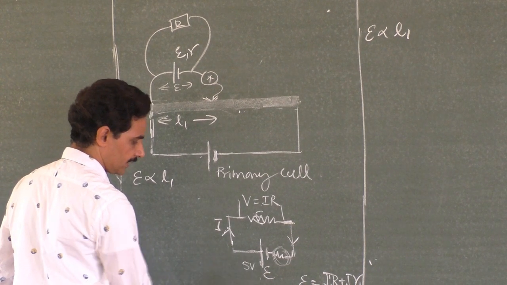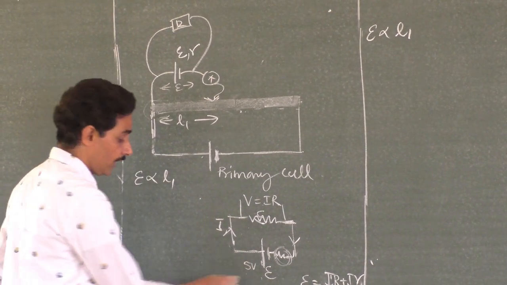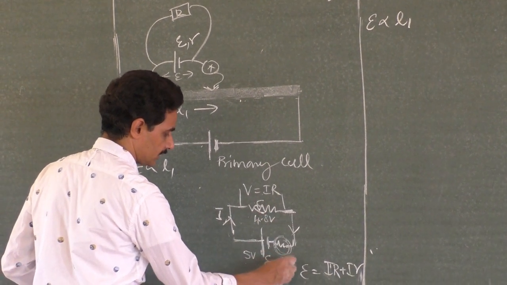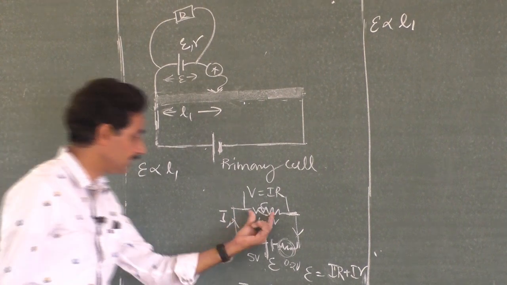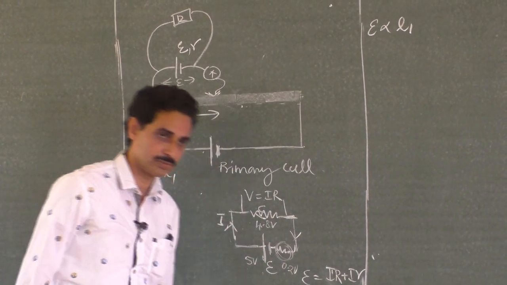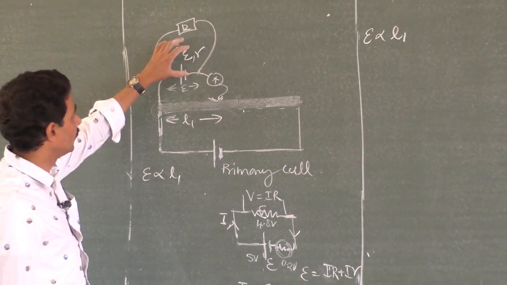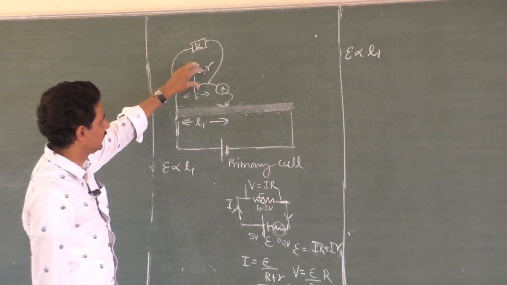Suppose this is a 5 volt battery. Last time 5 volt was available. Now some current flows through this, so only 4.8 volt is available. 0.2 volt is dropped. And that V is the terminal potential difference, that is this one. That is not EMF, that is less than EMF. That means now the total voltage has dropped here.